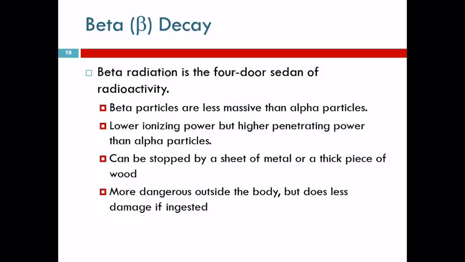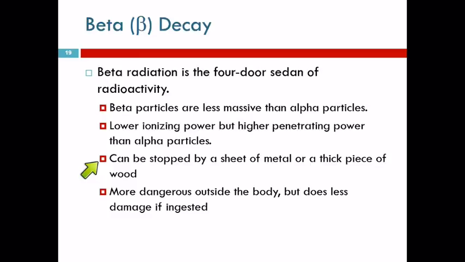They won't. So beta radiation is like a 4-door sedan, Lincoln Town Car or something. Less massive than the alpha particle. If it runs into you, it's not going to do as much damage as the big truck. So the ionizing power is less, but it has higher penetrating power. A car is able to get through a traffic jam more easily than an 18-wheeler, right? So it has greater penetrating power.